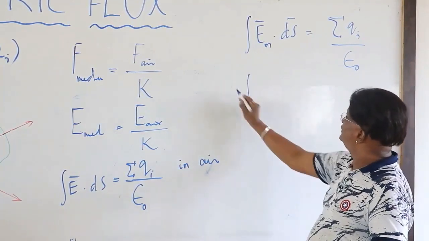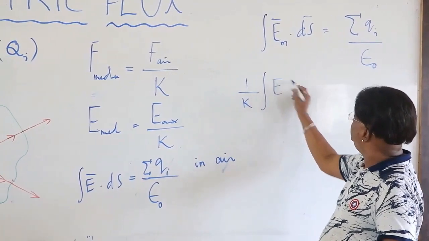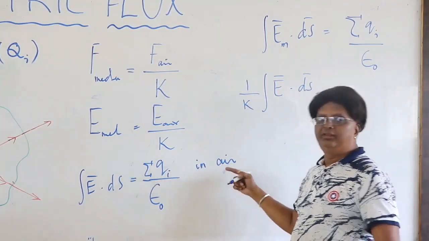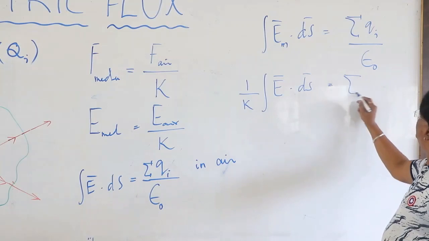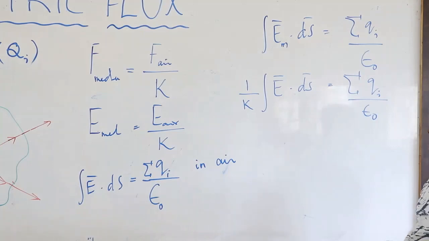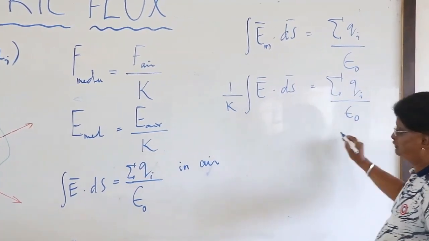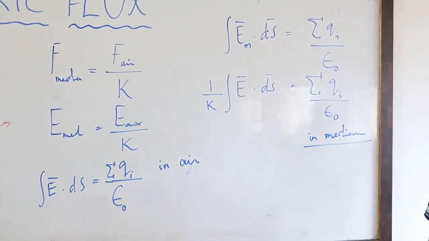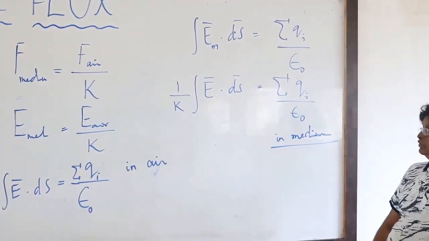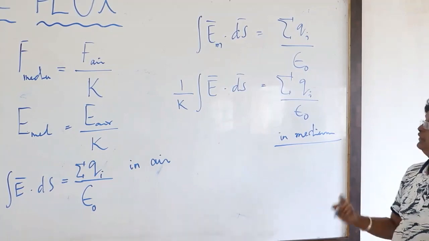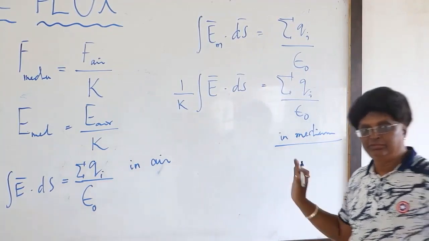And what is the definition of Em we have shown earlier? Therefore this is integral 1 by K times E bar dot ds bar, this E of course referring to the field in the case of A, is sigma Qi by epsilon naught. This will be in medium. Maybe sometimes we are given the case of another medium and asked to find the flux or expression for Gauss law, and that is what we have shown here.